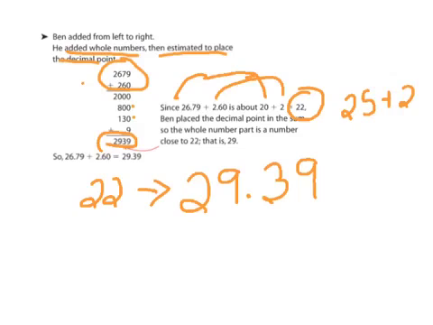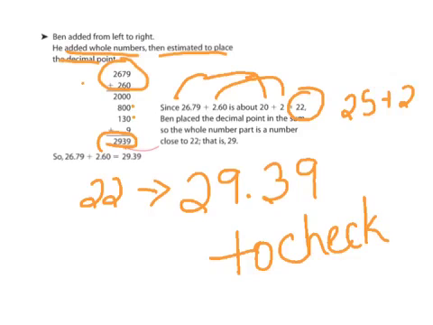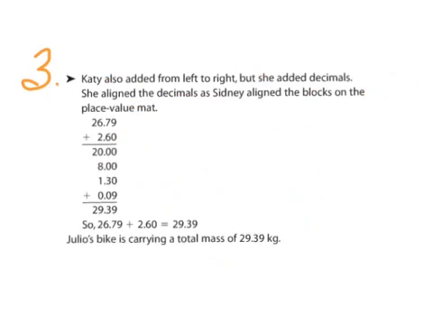29.39. This estimating is a really good idea to do, even just to check when you've done your work. Does it make sense? Should 26 plus 2 be close to 29? Yep, it should. We're good. And lastly, the third strategy is what we talked about, what I showed you right at the beginning, actually. It is also aligning according to the decimal place value.